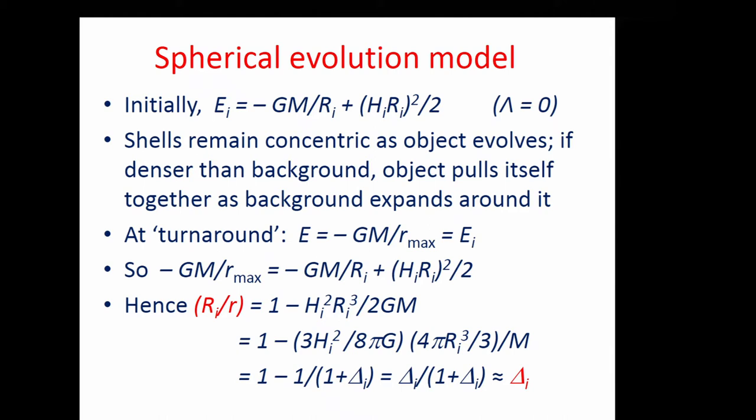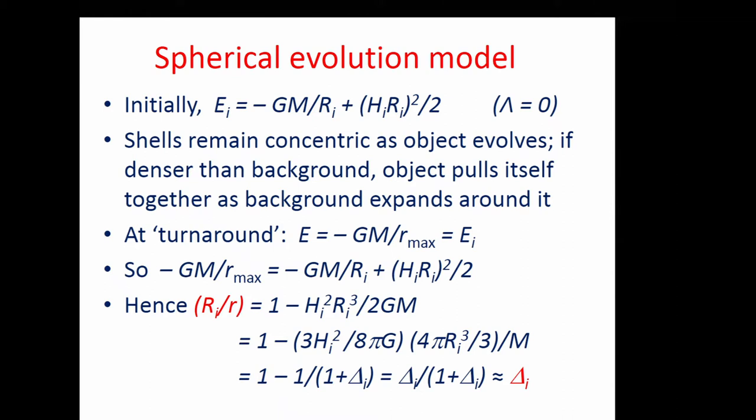Okay? But there's a very important point. It seems like a trivial point, but the thing that matters is the density, not the size. So objects, whatever size they are, if something is 0.1 times the background density, it will expand 10 times before it turns around. Something that's 1/100 the background density will expand 100 times before it turns around.